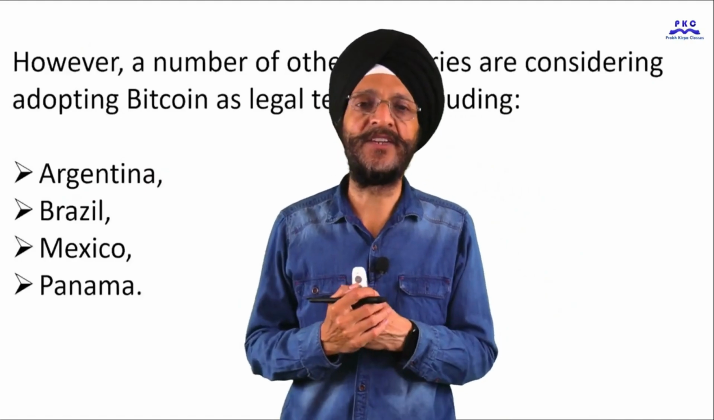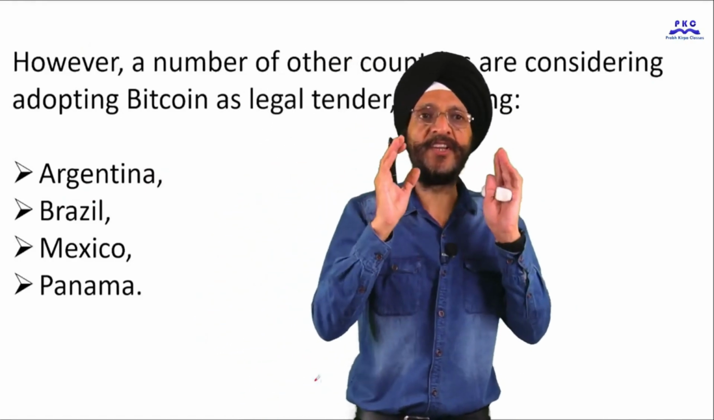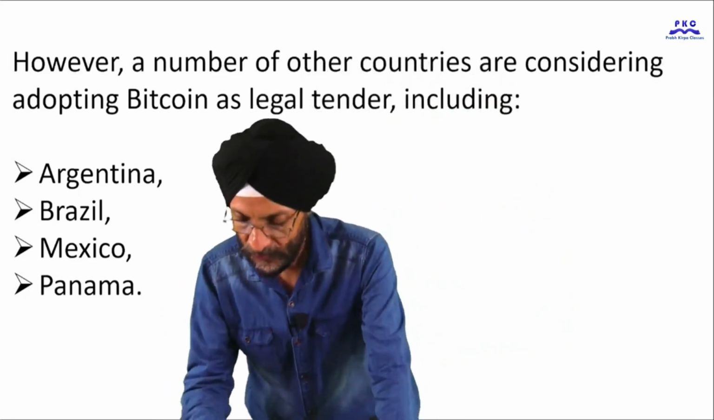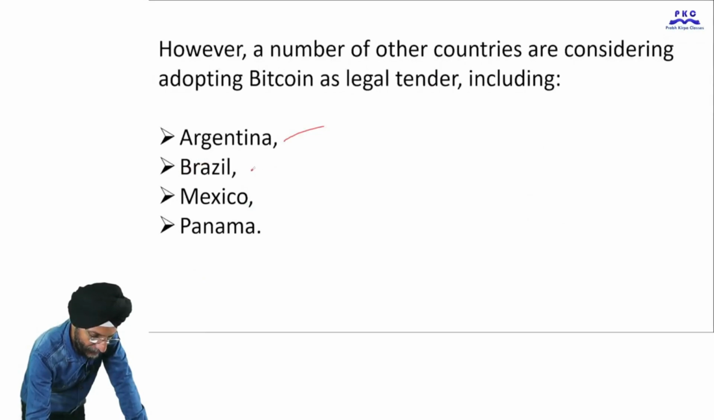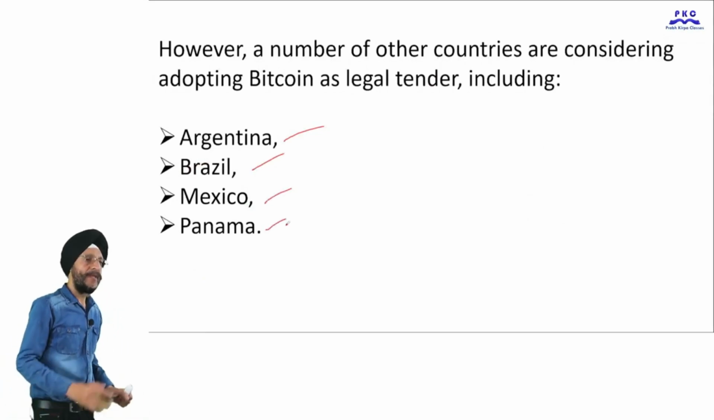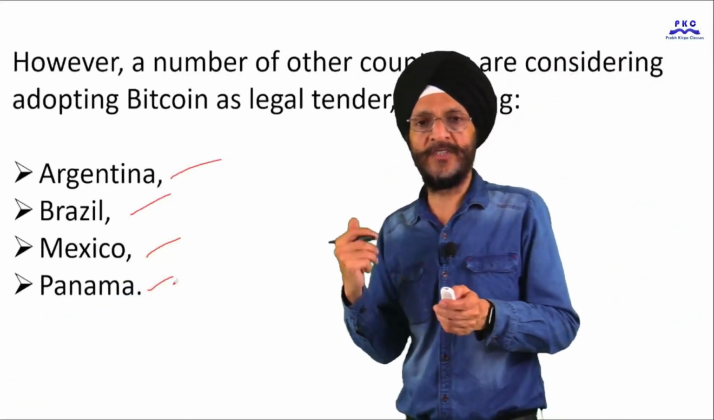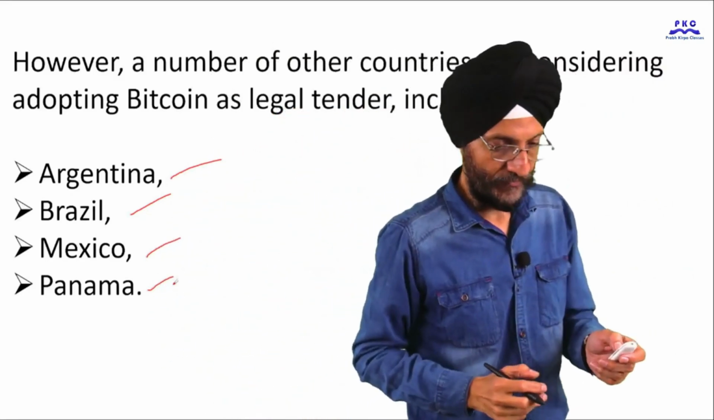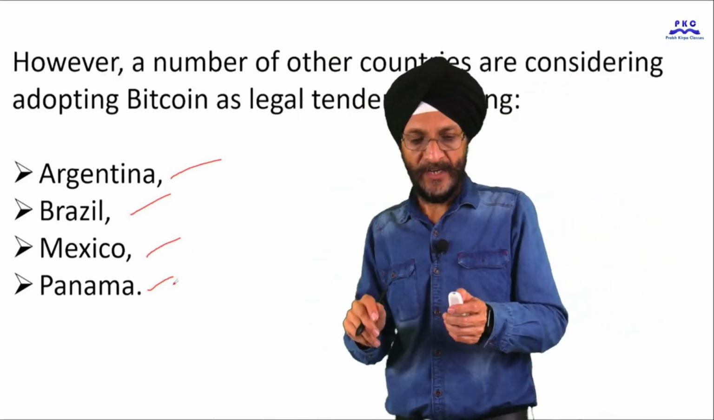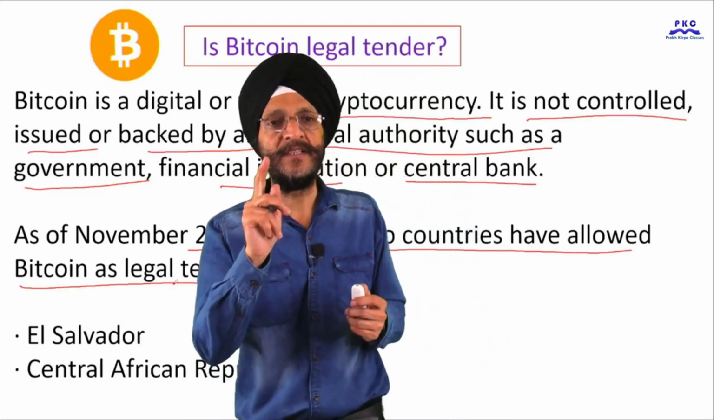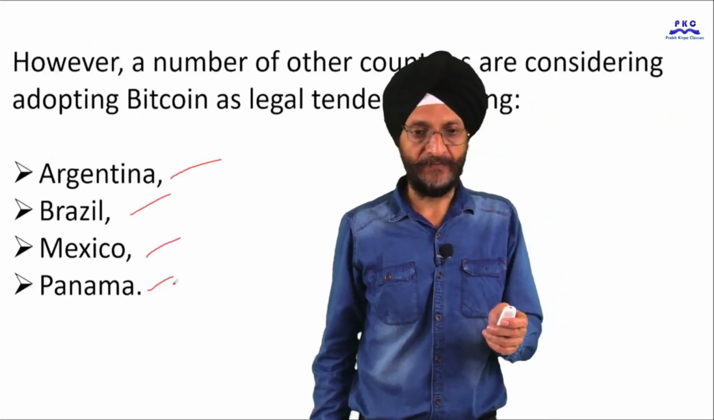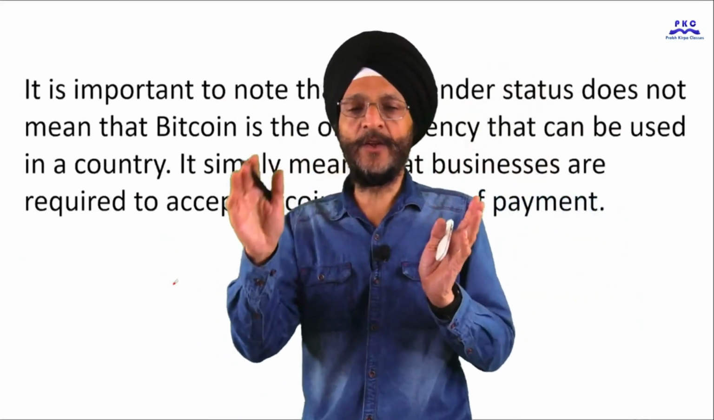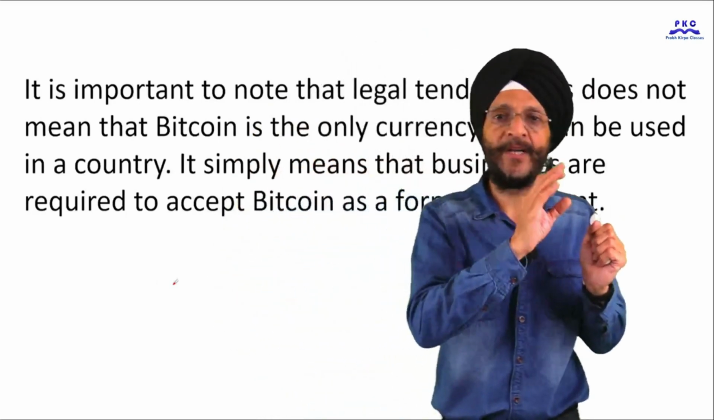However, a number of other countries in the world are also considering to adopt Bitcoin as a legal tender. They are thinking. Which are those countries? These countries are Argentina, Brazil, Mexico, Panama, and maybe some more countries are also considering that they should adopt Bitcoin. They are thinking on this line. So far, only 2 countries, El Salvador and Central African Republic, have accepted Bitcoin as legal tender. Other countries are still thinking on this line. So far as India and USA are concerned, they have not accepted Bitcoin as legal tender.